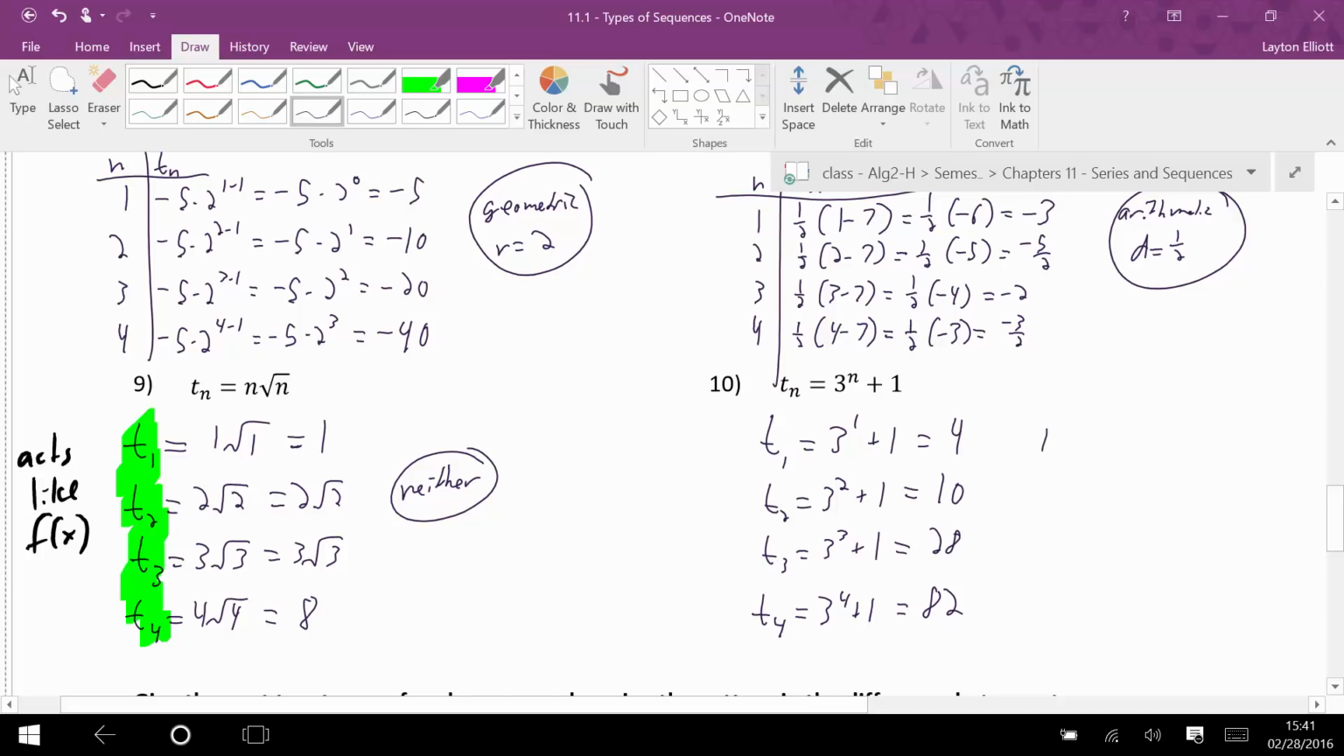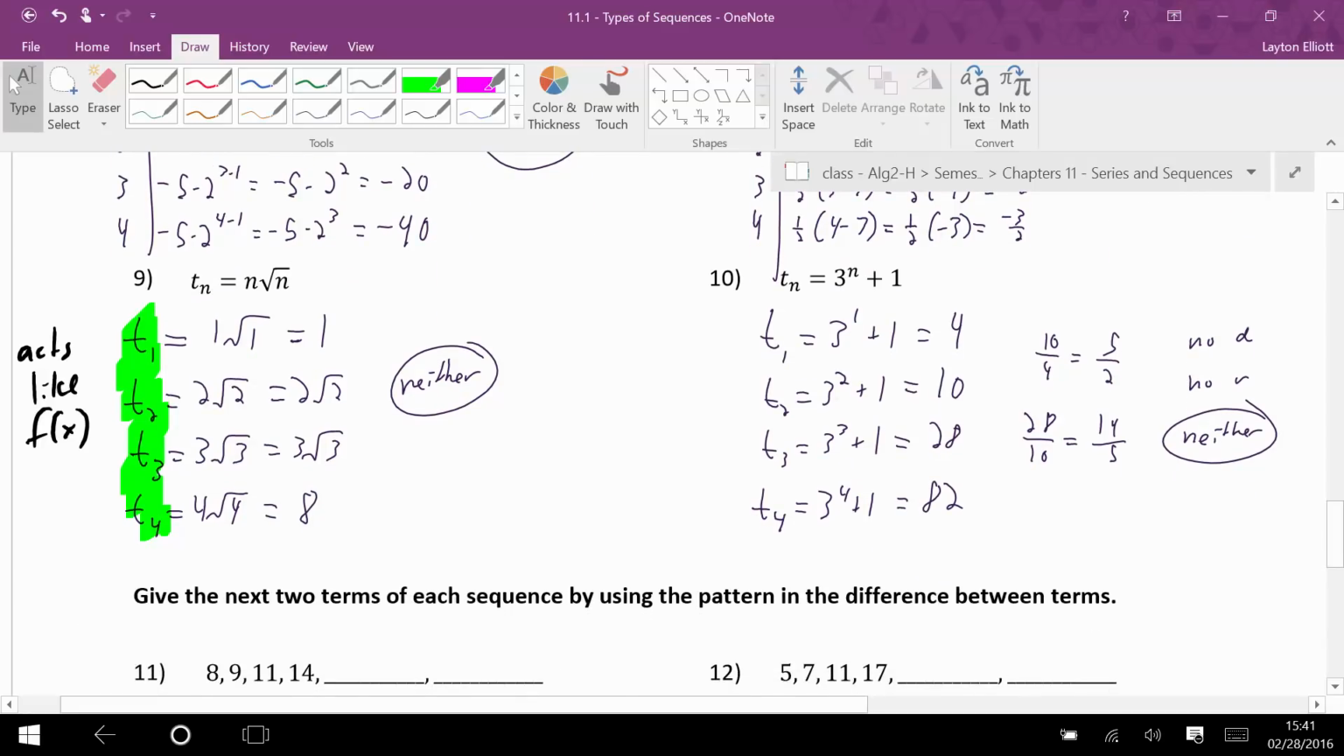And let's see, 10 over 4 is equal to 5 halves, and 28 over 10 is equal to 14 fifths. Those are not the same thing. So there's no common difference, there's no common ratio, so this is also neither. It's neither arithmetic nor geometric. It's just a different kind of series or sequence.